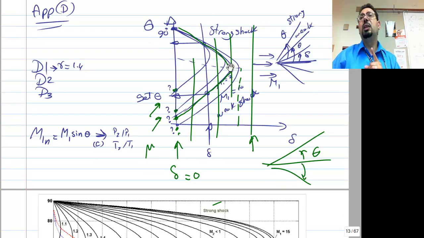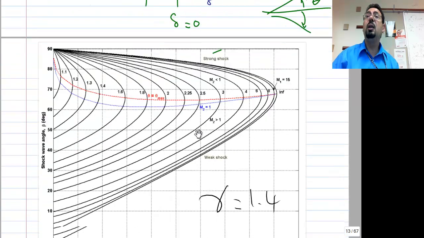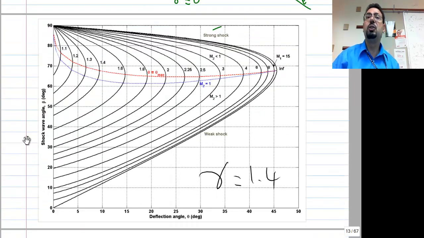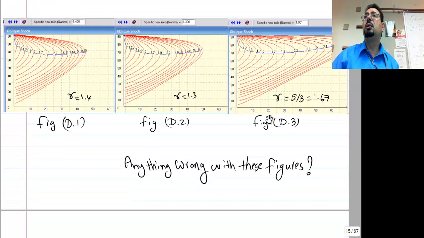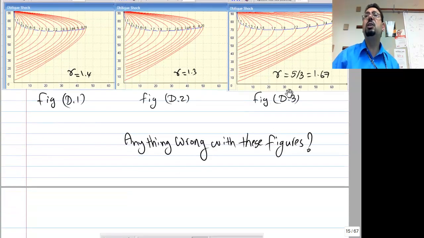So back again to this. This chart is very useful for us because if we know delta, we will be able to get theta out of it. It looks like this: weak solution, strong solution. We didn't really answer yet why we would have this or that, but we could have the weak or the strong in a second. There are actually 3 tables in our book. D1, D2, D3. D1 for 1.4, D2 for 1.3, D3 for 5/3 or 1.67.